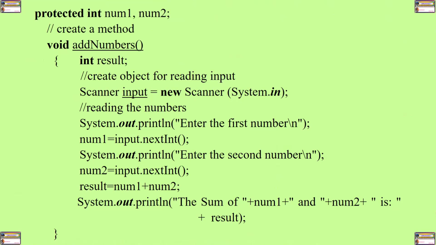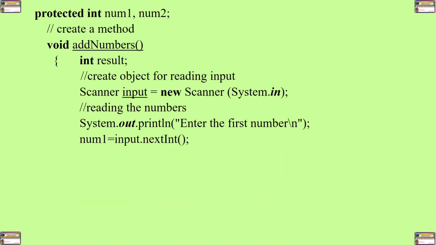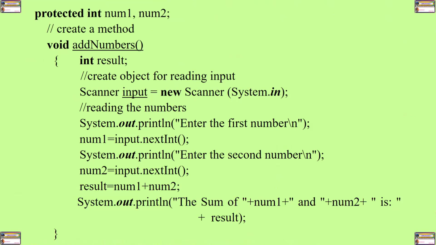For example, only prompting the user to enter values. Then the issue of computing should be performed by a different method. And then displaying the results should be done by a different method. So this method that is called addNumbers can be broken down further into 3 methods: the method for inputting values, the method for computing the sum, and the method for displaying the results. So you have coded a method. How do you invoke it?